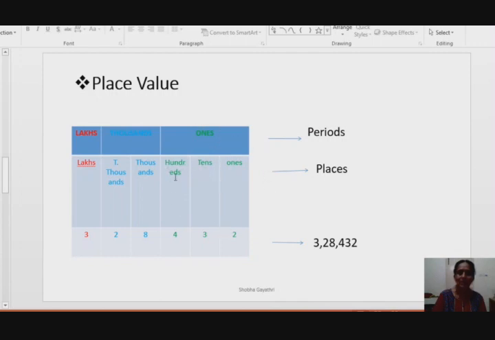Ones, tens, hundreds. Now the thousands period consists of 2 places. It is the thousands place and the 10,000s place. The lakhs period actually consists of 2 places. You will learn the second place after a few classes. Now you are going to learn only 1 place. What are the place values?